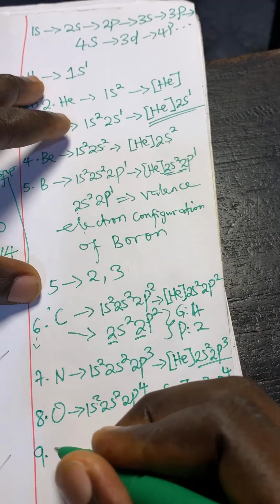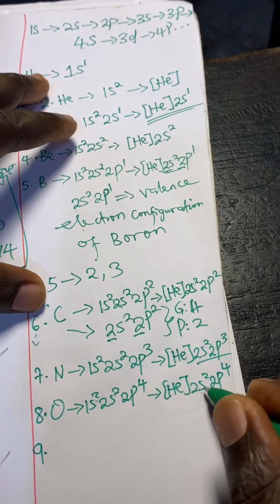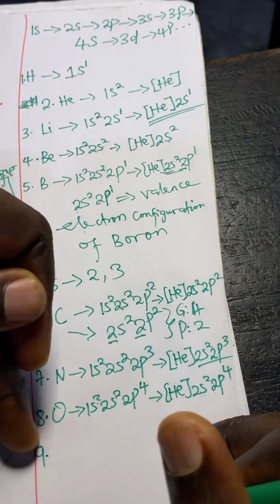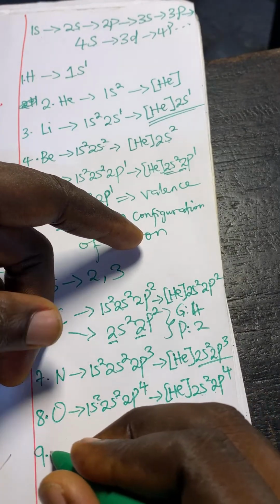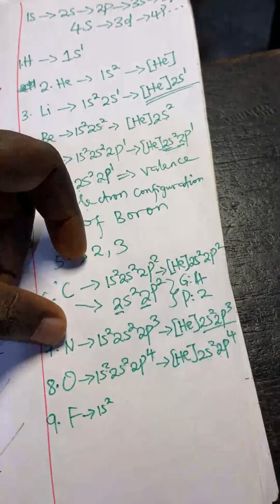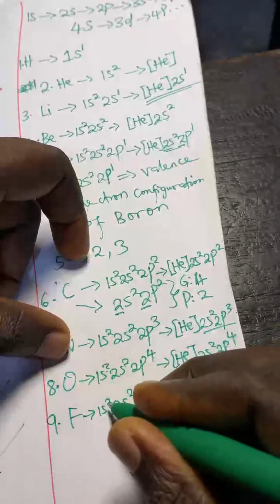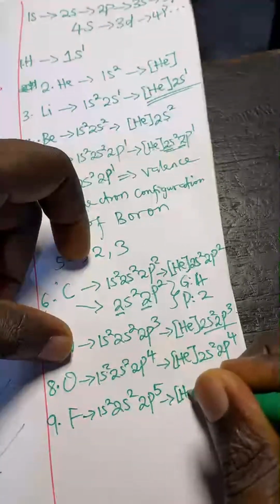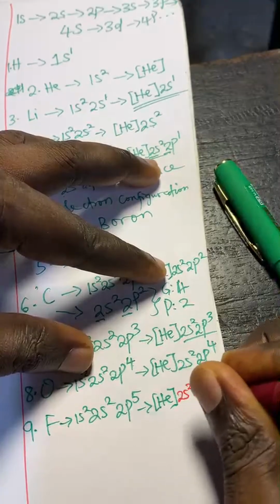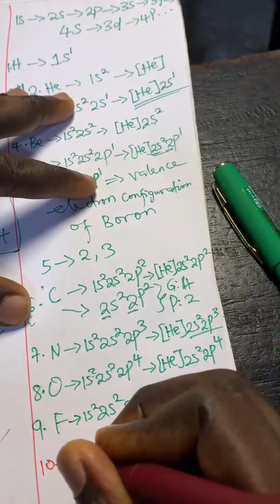Okay, number 9, look at number 9. That is to say, a period 2 element. You see, period 2 started from lithium down to neon. Number 9 is what? Fluorine. And that will be 1s2, 2s2, and 2p5. And that will give you helium, 2s2, 2p5.